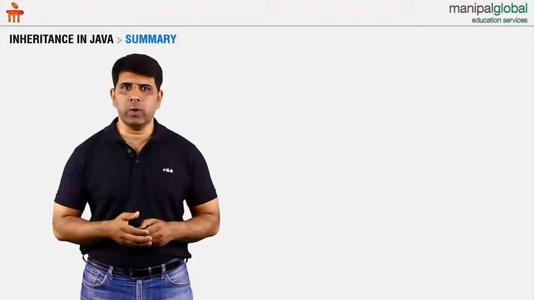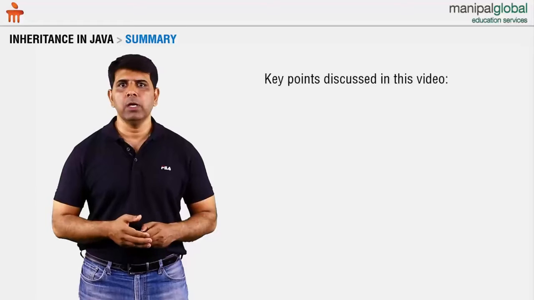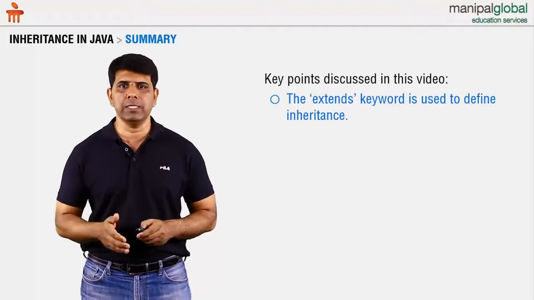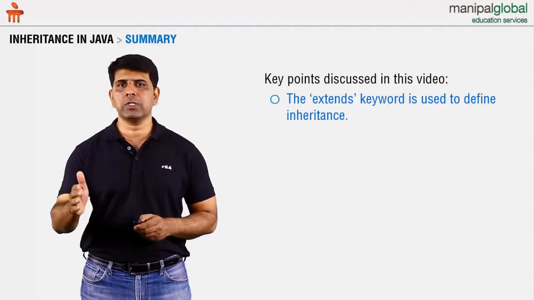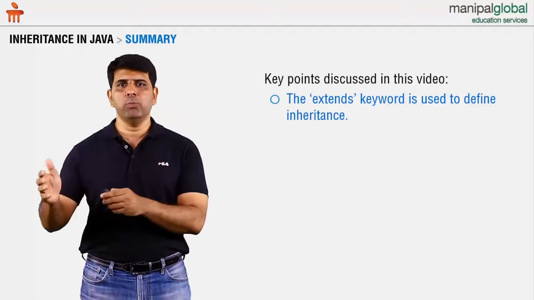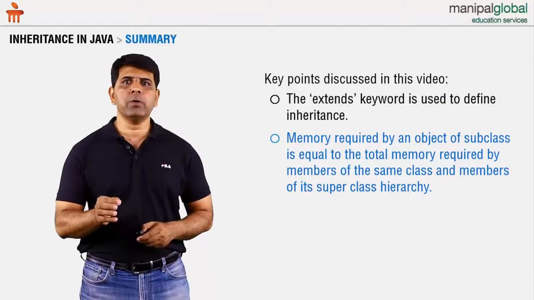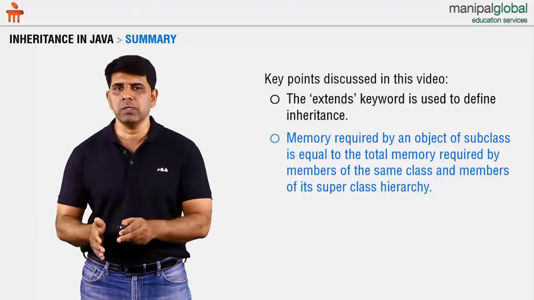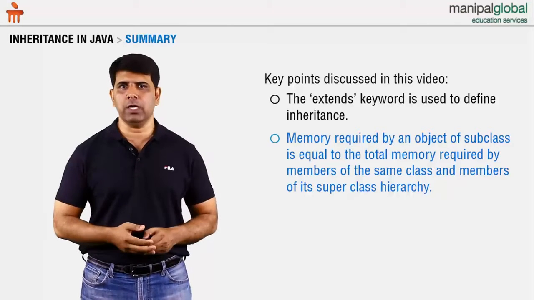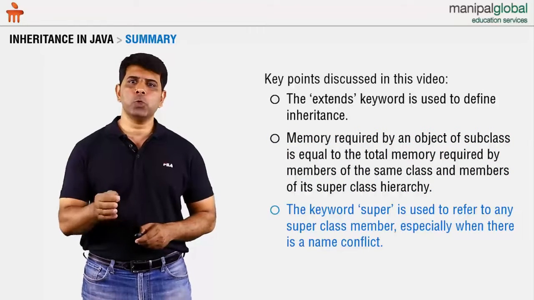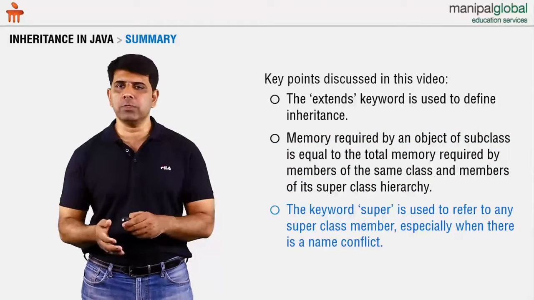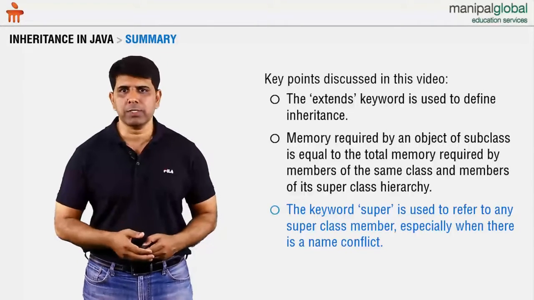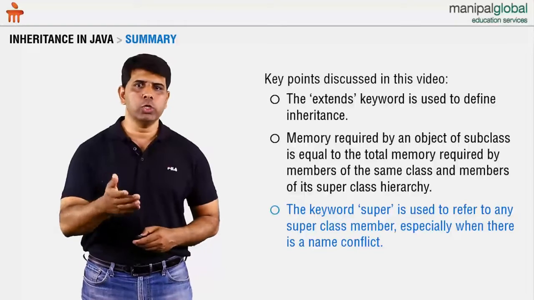Let's quickly summarize what we have seen in inheritance in Java. The extends keyword is the way through which you define inheritance in Java. So class A extends class B: A is the subclass, B is the superclass. Memory required by an object of a subclass is equal to the total memory required by members of the same class as well as members of the superclass in the hierarchy. The keyword super can also be used sometimes to defer the function calls from your own class to the superclass members. So if there is a name conflict, you should go with super.